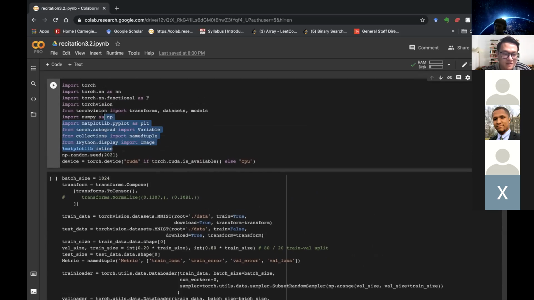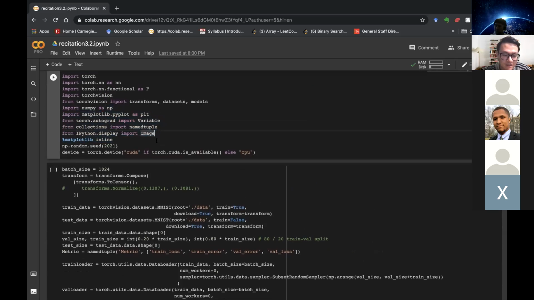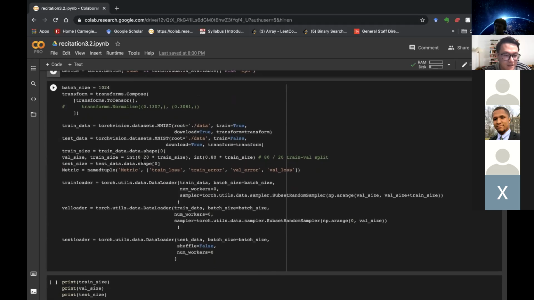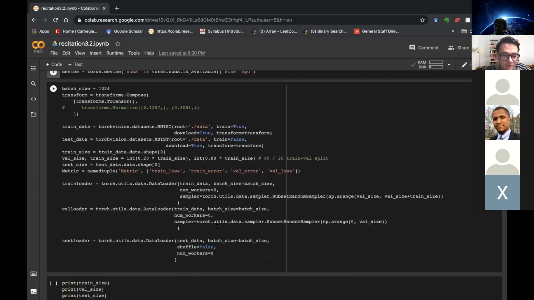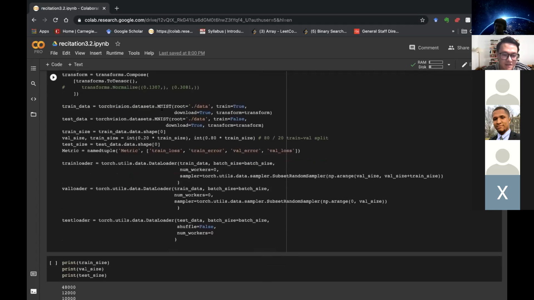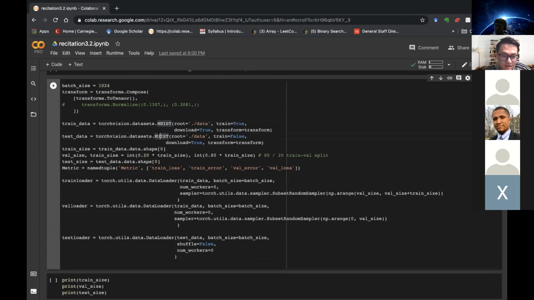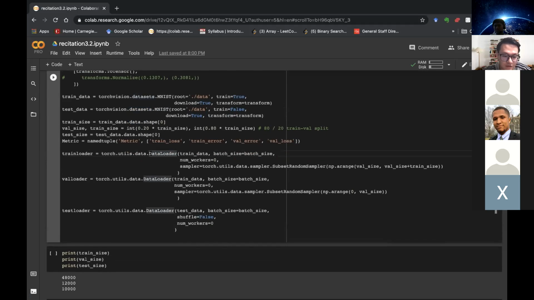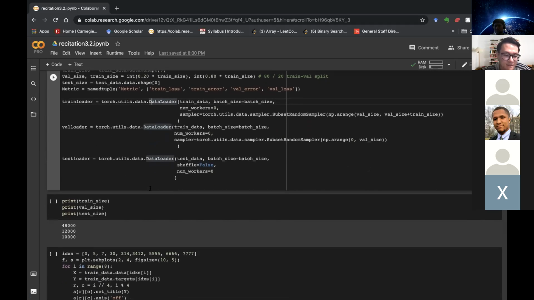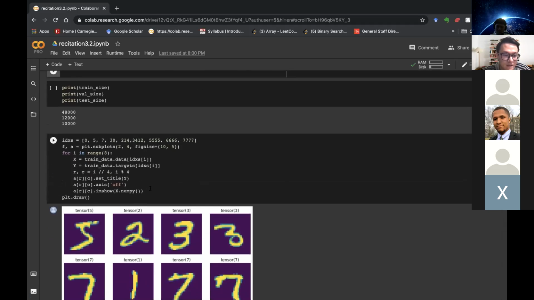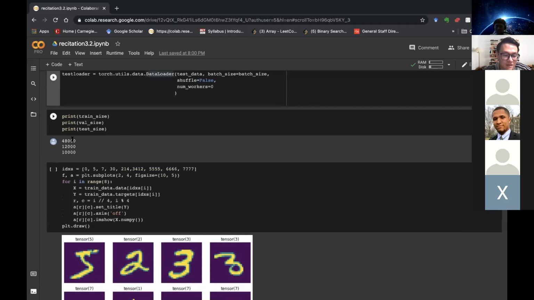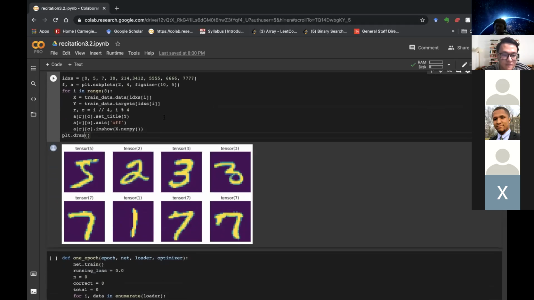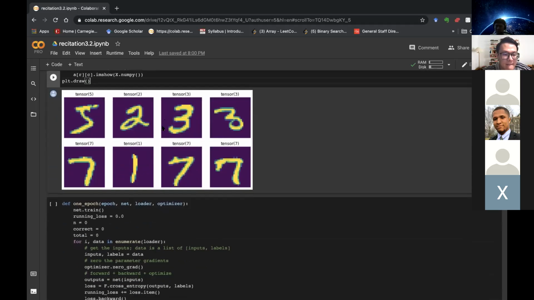For this part, it's just importing all the modules that you will need in this code. Yeah, it's very easy for you guys, I guess. And this part gets the MNIST data set from the torchvision data sets. And this is a training data loader, validation data loader, and test data loader. And this is the training size, validation size, test size, and you can plot some samples from this training data set. Yeah, you can see this.